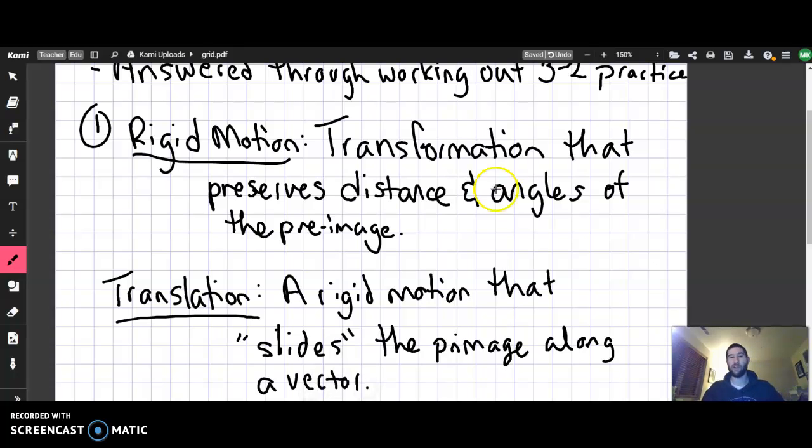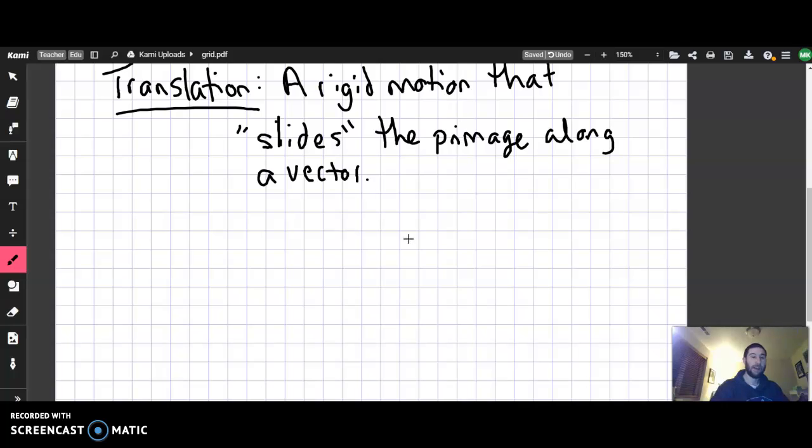Ooh, use another big word, vector. So a vector essentially just means the location to where it's going. So a translation is a rigid motion that slides the pre-image along the vector. Well, it's just the slide. And then where it ends up is described by the vector.